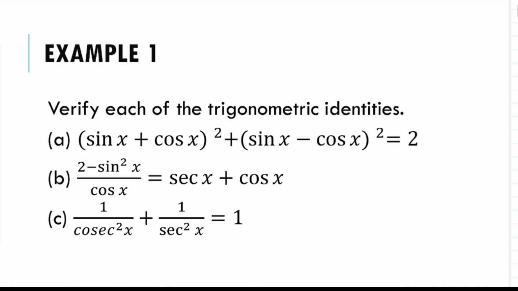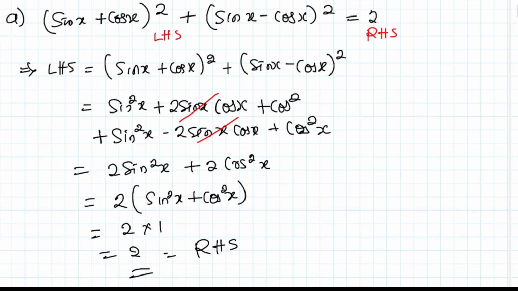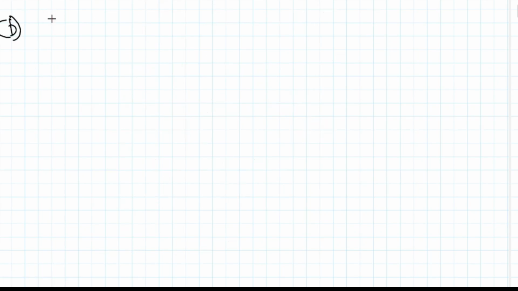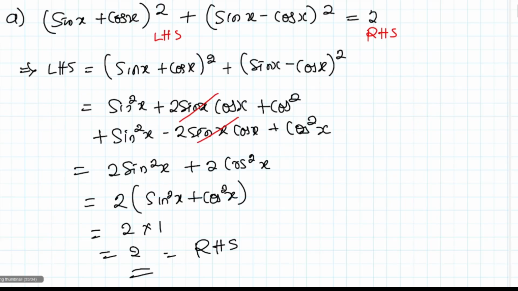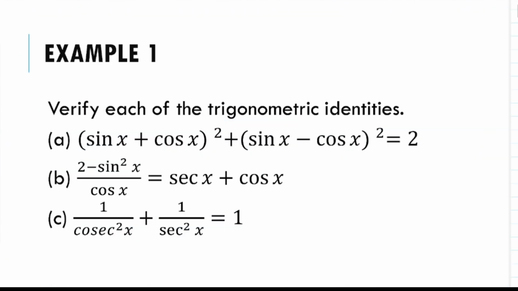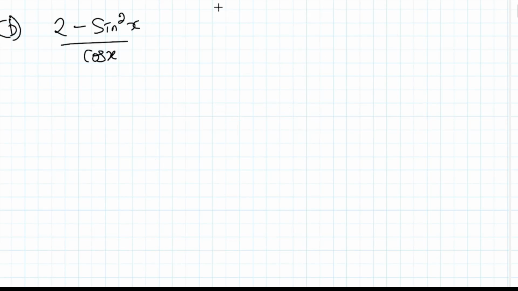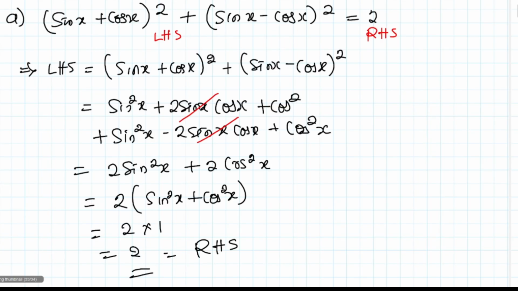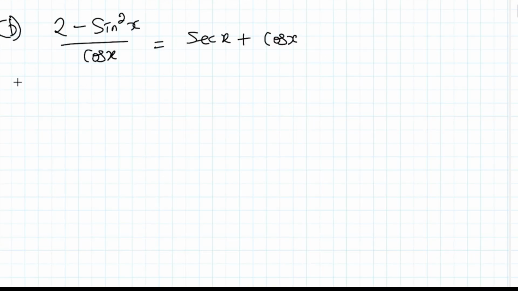B: (2 minus sin squared x) all over cos x equals sec x plus cos x. So which side is more complicated here? Which side is complicated?